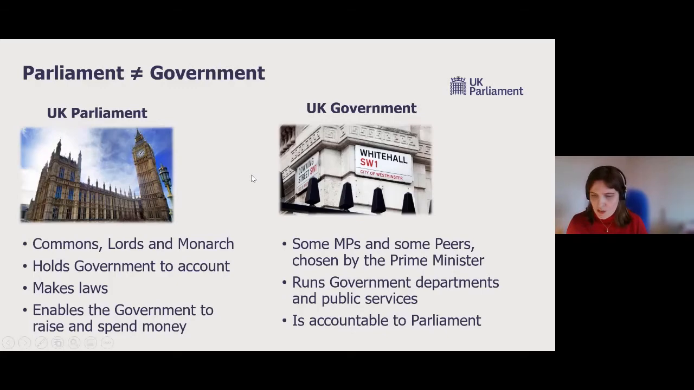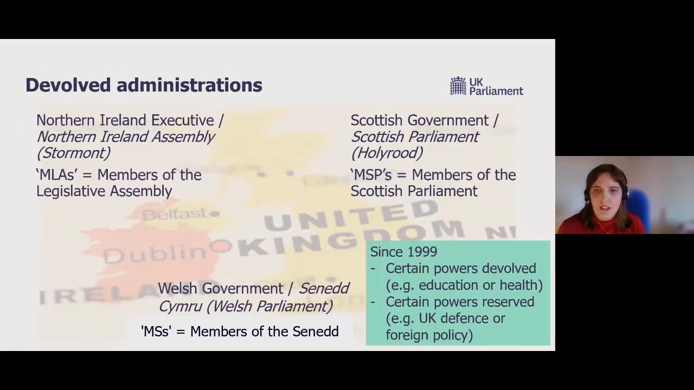We have a devolved context in the UK. In Scotland, we have the Scottish Government and the Scottish Parliament, and in Wales, we have the Welsh Government and Senedd Cymru, or the Welsh Parliament. In Northern Ireland, we have the Northern Ireland Executive and the Northern Ireland Assembly. So that means that if you live or work in one of those devolved areas, you have an extra layer of representation and decision-making between your local government and the UK Parliament.